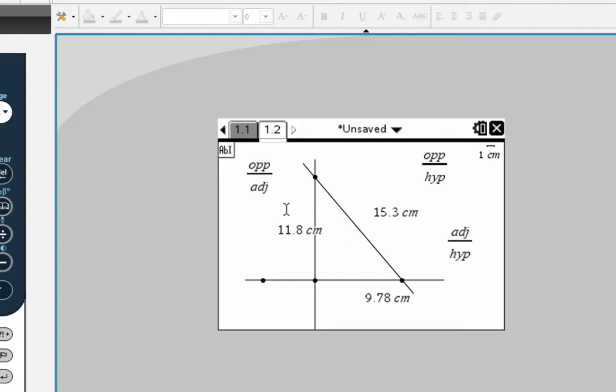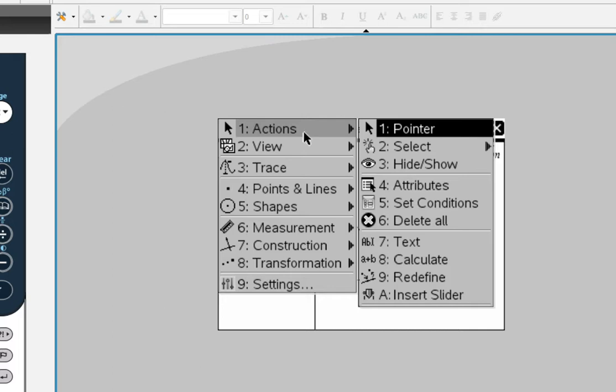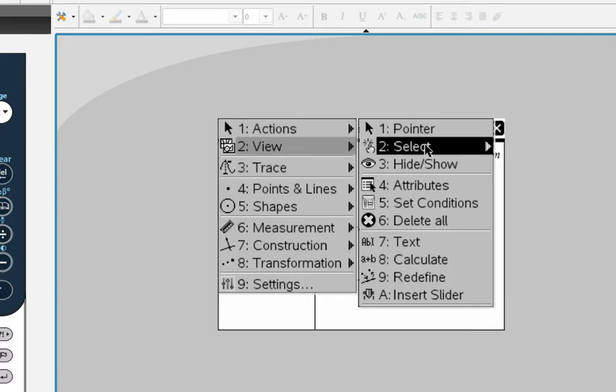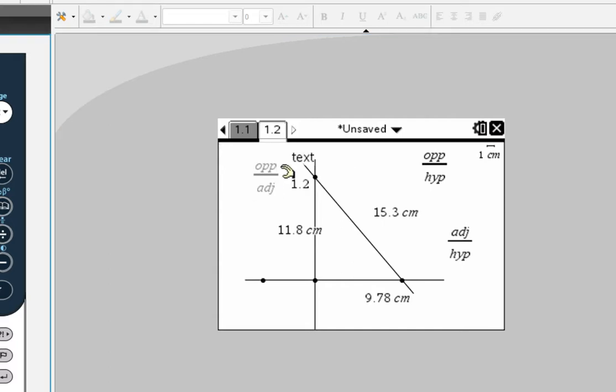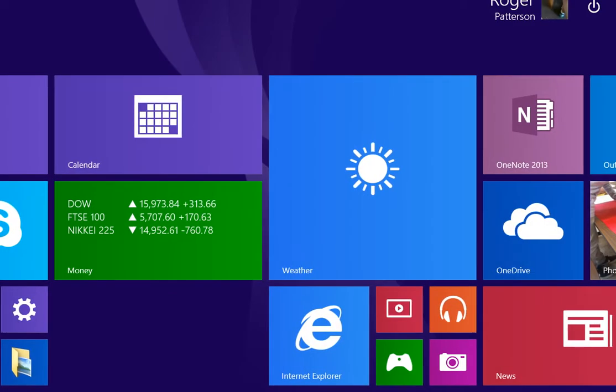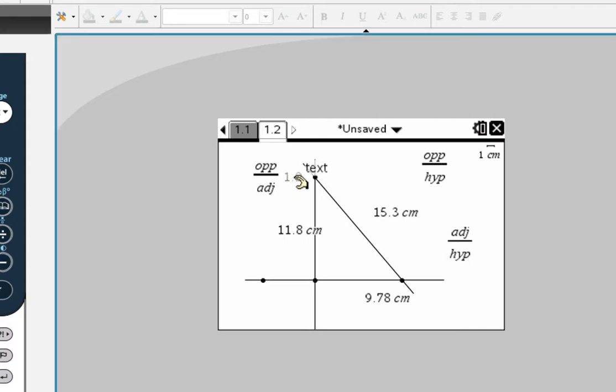So let me show you what happens when you do some measure. I want to do this guy, and I need to select the adjacent, so I'm going to select this point here, select the opposite, that right there, and put it right there. So what I did was I went ahead and found the ratio of opposite over adjacent, and it's 1.2.